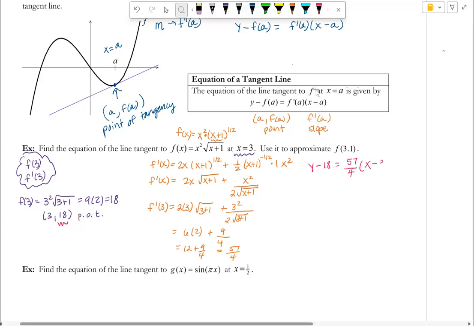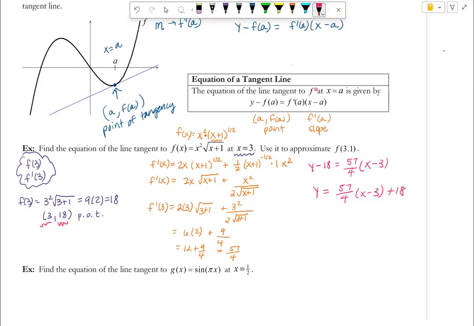times x minus 3. Again, that 3 was from our point of tangency. All right, so that is the equation of our tangent line. And you can absolutely leave it like that. It would also be just fine to add the 18 to both sides. So if you wanted to write it as 57/4 times x minus 3 plus 18, that's fine. I think that's going to help us for the next thing we do.